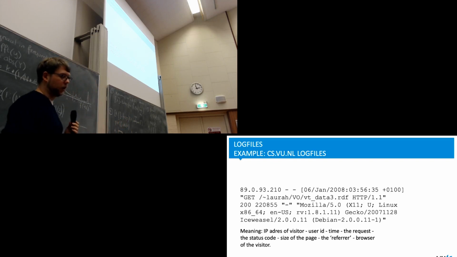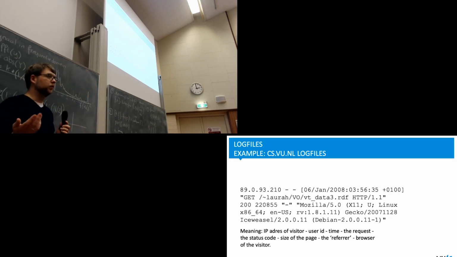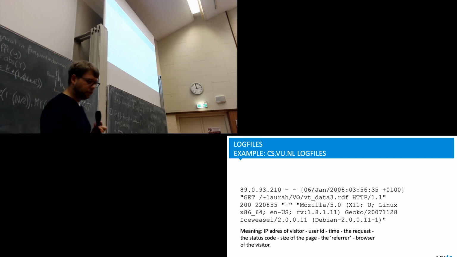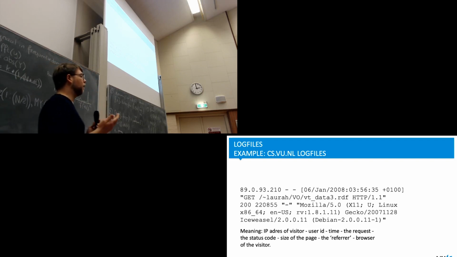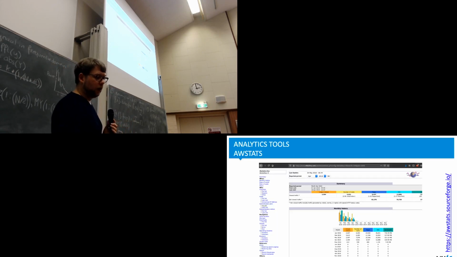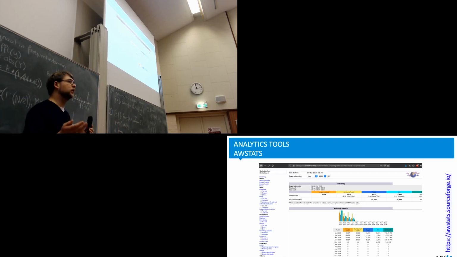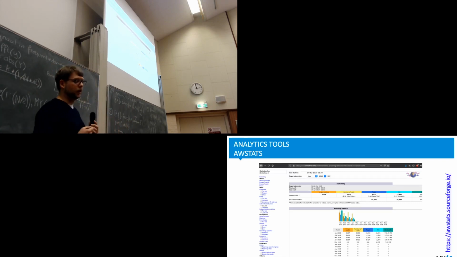And this is how such a log file looks like. You have a user ID, you have the timestamp, you have the requested page or requested document, you have the site and where the user is coming from, and you have information about the web browser and the operating system. And then there are analytics tools providing you all the information you might be looking for in a nicely aggregated way.